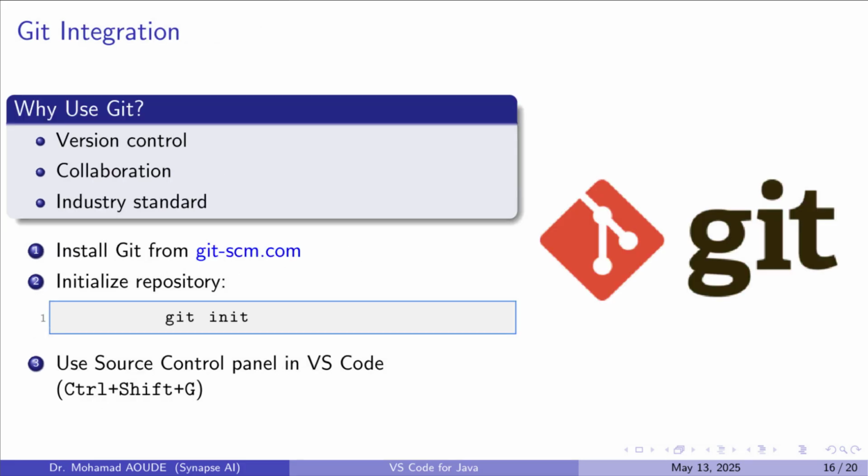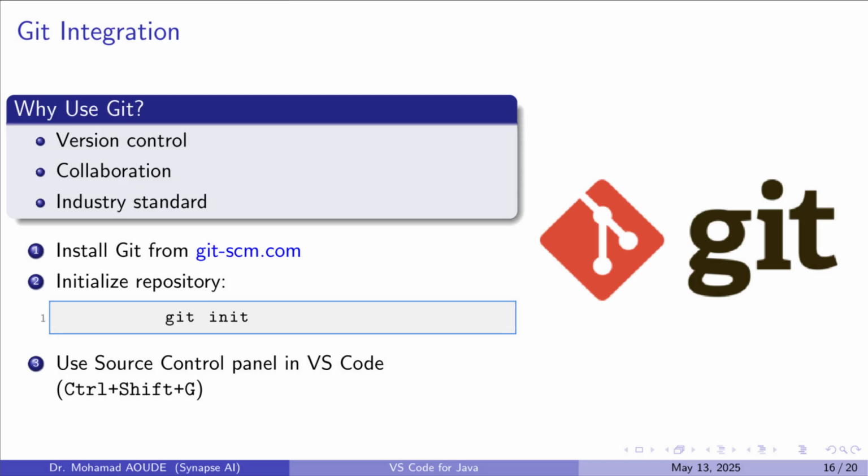Another crucial tool for development, especially when working on projects or collaborating, is version control. Git is the standard tool for this. VS Code has excellent built-in integration with Git. First, if you don't have Git installed, download and install it from git-scm.com. In your project folder, you can initialize a Git repository using the terminal command git init.